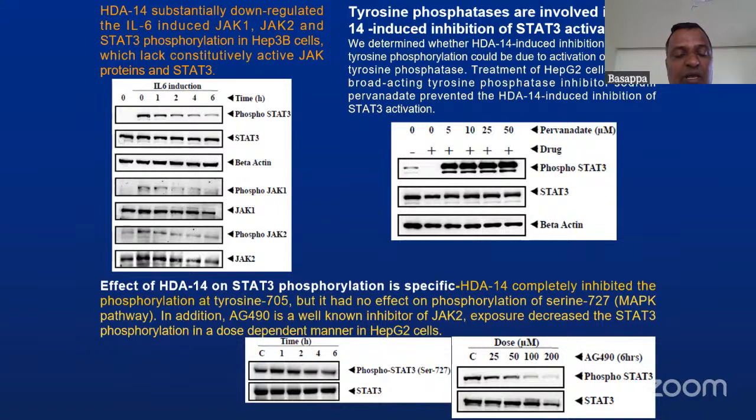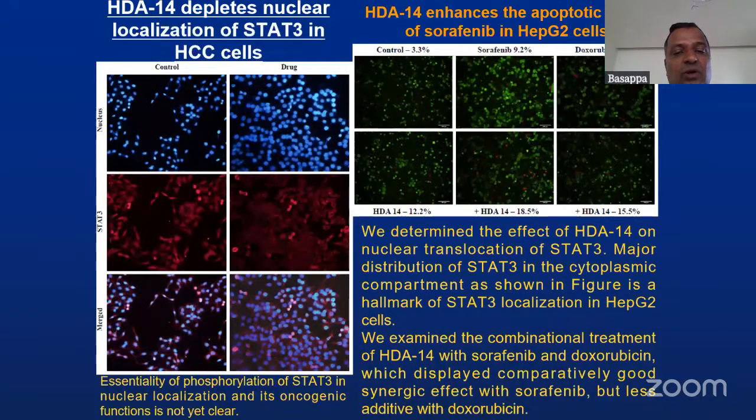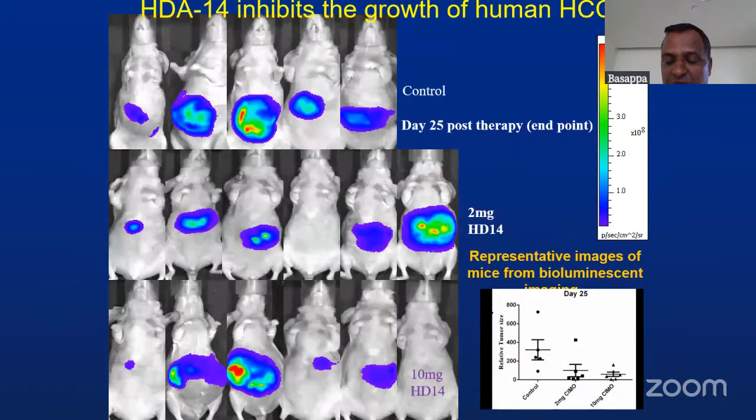So let me skip the in vitro data in detail. On this one, the immunohistochemistry data, where HDF14 depletes the nuclear localization of STAT3 in HCC cells. We examined these studies keeping paraffin as a control. So in summary, we could demonstrate this compound is effective in the in vivo system also, where 2 mg of HDF14 is enough to have a statistical inhibition of tumor size in a nude mouse system.